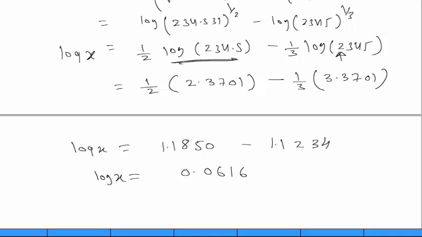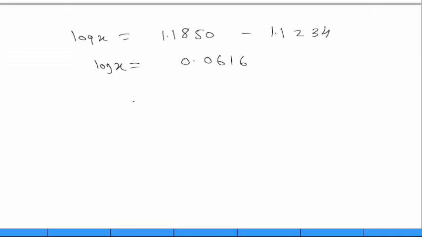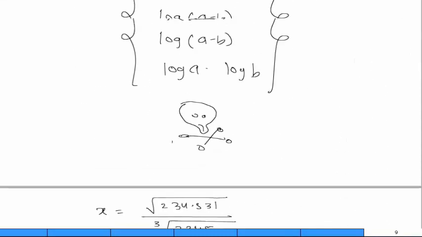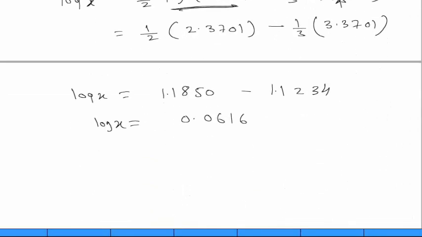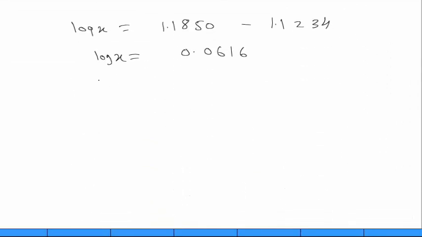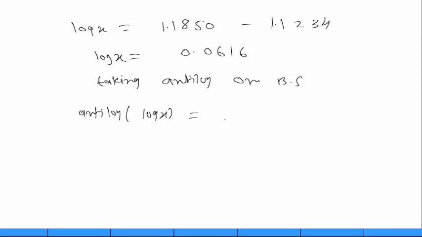Now once you got log x is equal to this, we have to find out x, because the original question was, what is the value of x when you divide this by this. So we just took log. Now we'll do what? Anti-log. As I said earlier also, taking anti-log on both sides. So it will become anti-log of log x is equal to anti-log of 0.0616. So anti-log and log get cancelled, you'll get just x is equal to.